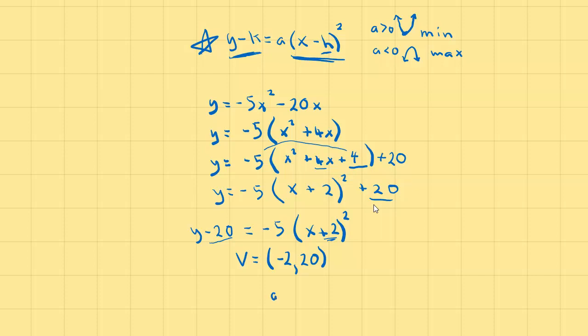Also, a is less than 0, isn't it? Okay, a is negative 5. So we know, because a is negative 5, that we have a parabola that looks like this. Not a very good parabola. But the top point here is a maximum. Okay, and that corresponds to the vertex negative 2, 20. Okay, so the maximum value is always the y-coordinate. So the maximum value is 20. And there you go.